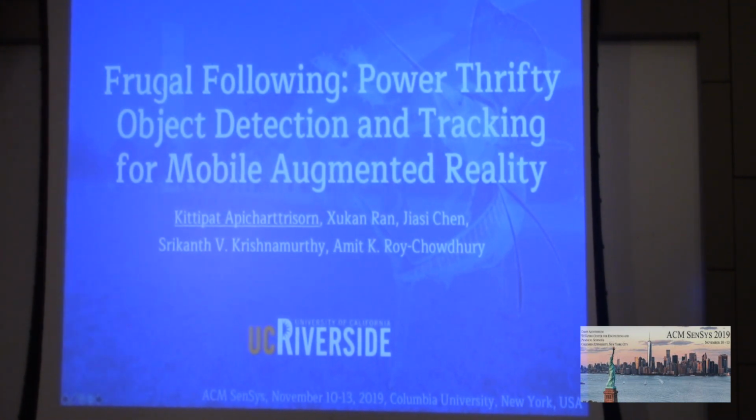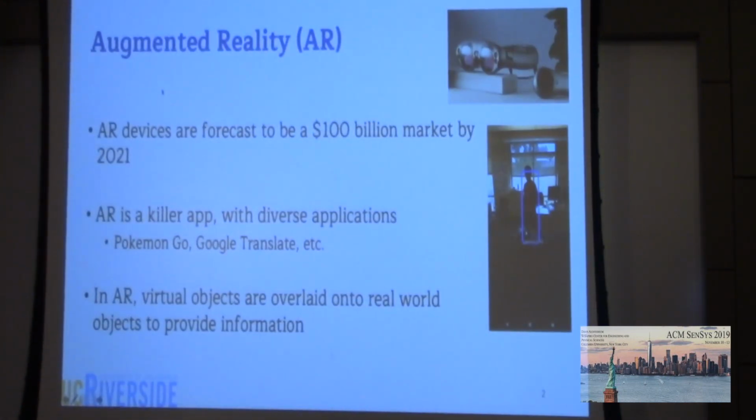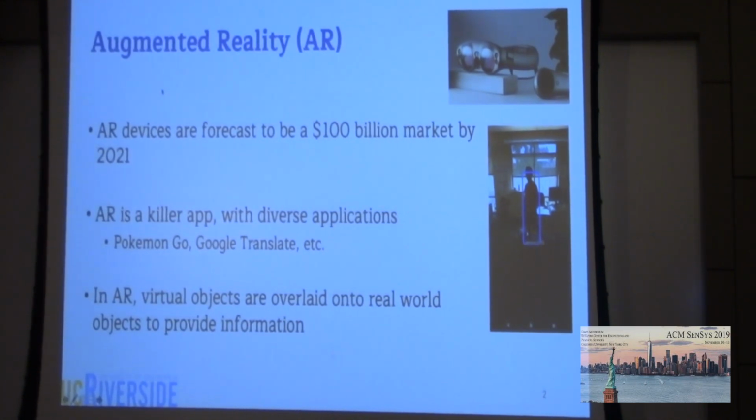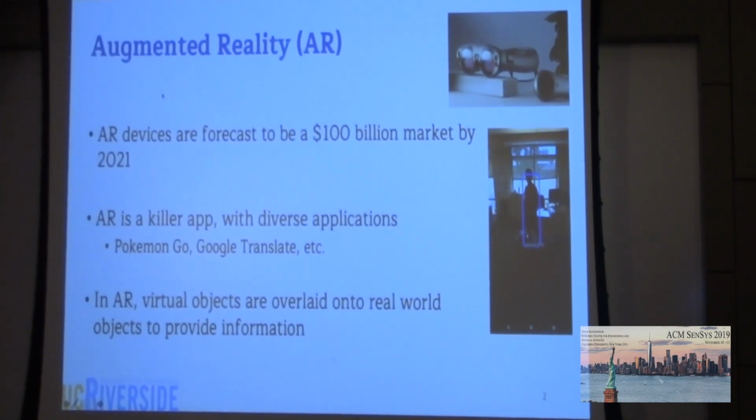Today I'm talking about our project Frugal, how to do thrifty object detection and tracking for mobile augmented reality. So augmented reality, or AR, is a hot topic, with devices forecast to have $100 billion in the market by 2021. Also, AR is a killer app right now in the market, with gaming like Pokemon Go, or translation applications like Google Translate.